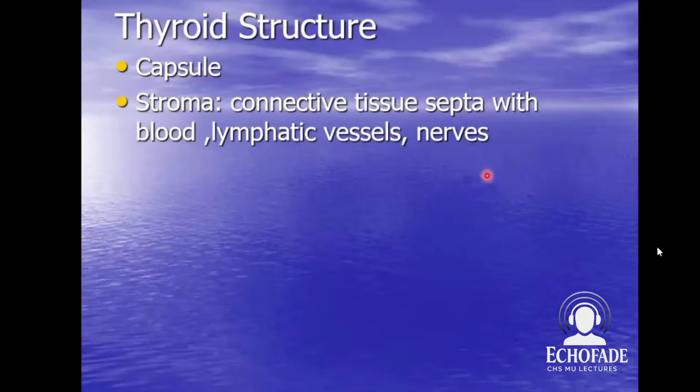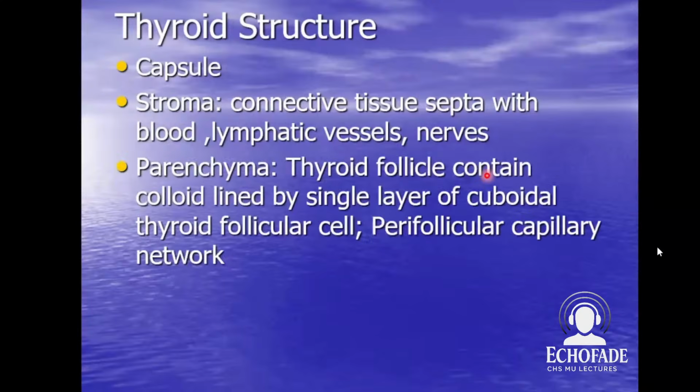For the structure, we have a capsule, we have the stroma, which is connective tissue, just like what we have talked about, supporting blood vessels, nerves, and lymphatics. The parenchyma consists of thyroid follicles. So the functional unit of the thyroid is a follicle. Between those follicles, we have the parafollicular area, which contains parafollicular cells. The follicles are lined by an epithelium that varies in shape. It can be simple cuboidal to low columnar, depending on the functional status of the thyroid.